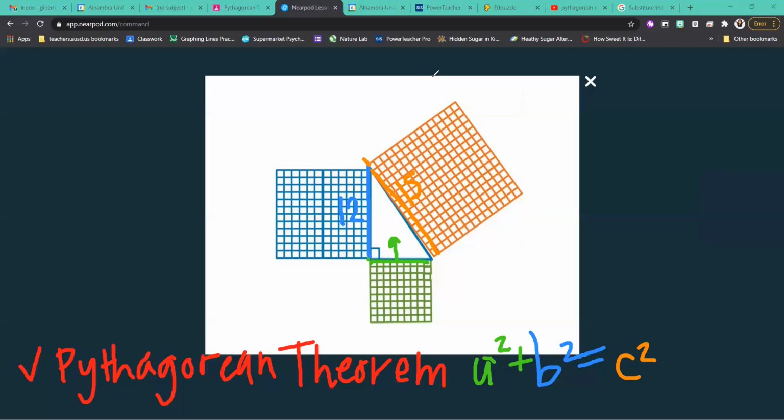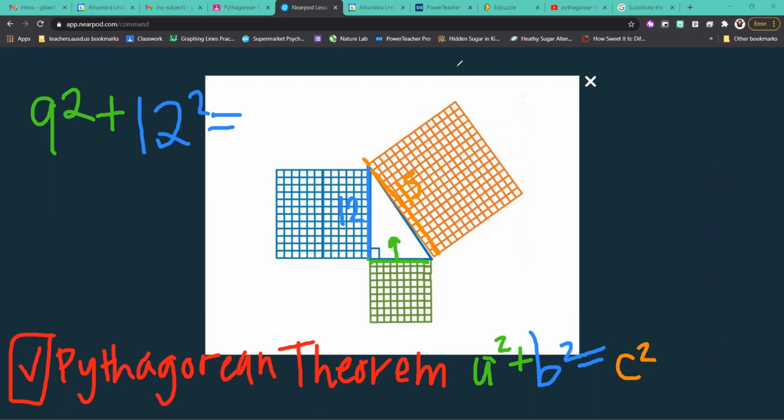Now, if we look at this, I'm going to start with a squared. So I have 9. Now, I need to take that number and I'm going to square it. Okay? Then I'm going to take the second number, not b, but 12 squared, and see if it equals c squared, 15 squared. So let's solve this out and see if it works.